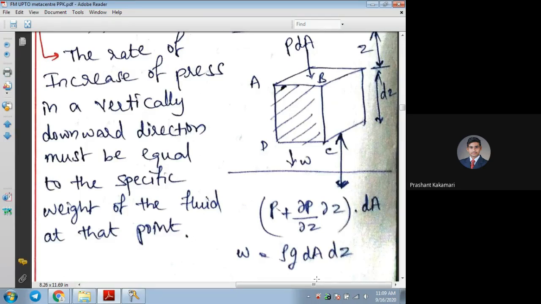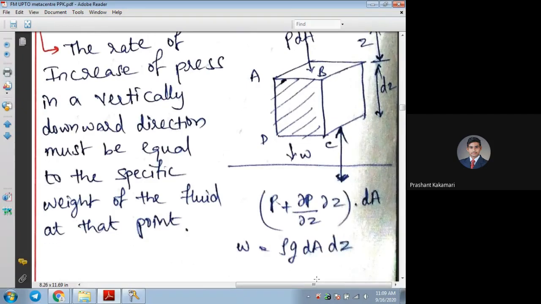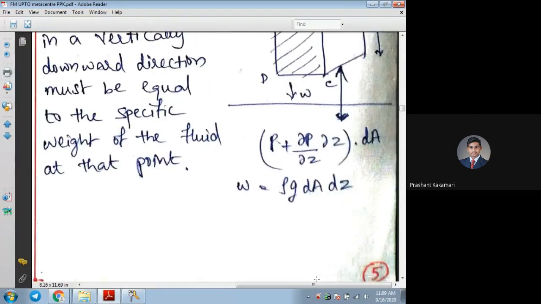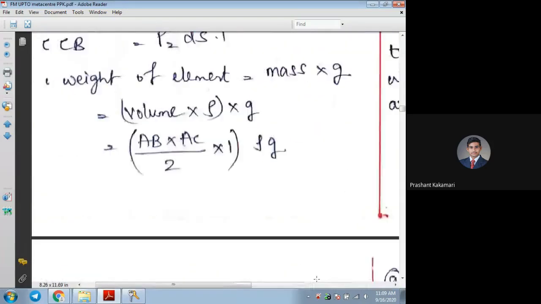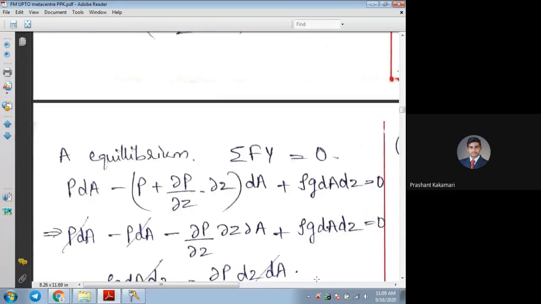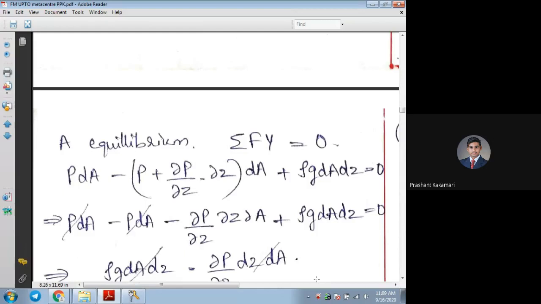Because we are considering this total term as a force, pressure into area. Pressure is P plus this term into area in the downward direction. Now we'll take the equilibrium: at equilibrium, the summation of forces equals zero, or I can consider some forces equal to the other side, whatever.